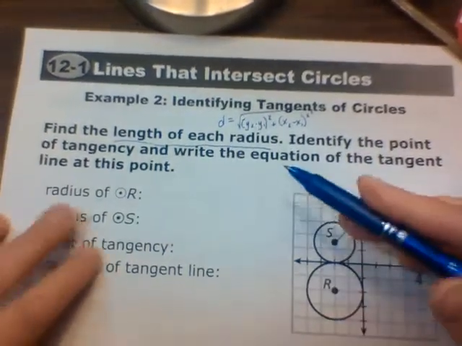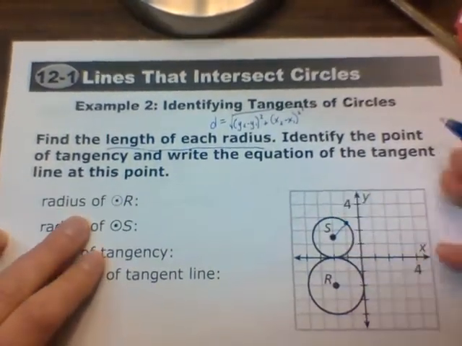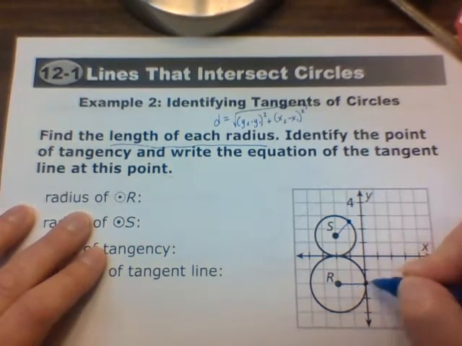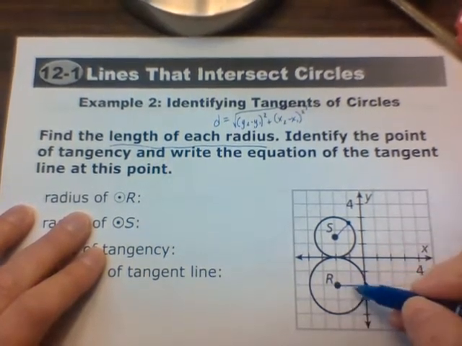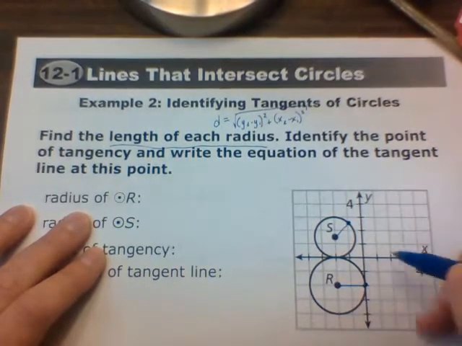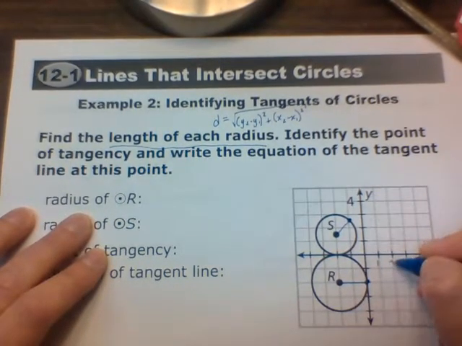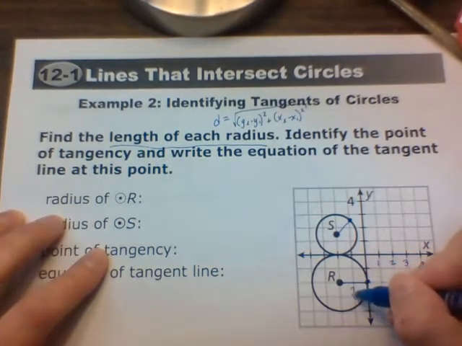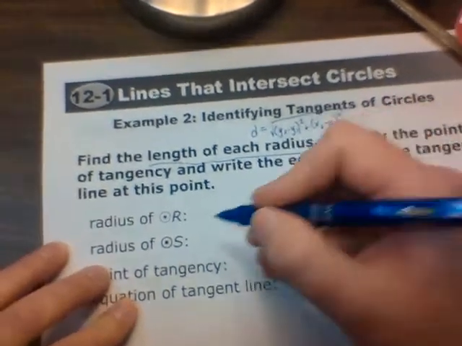Alrighty. So the radius of r, they're looking for the length. And so if we go with the nice horizontal line on the grid, we do have two squares, double checking that this is by ones. So these are all 1 unit. That means that this is going to be a length of 2 for radius r.